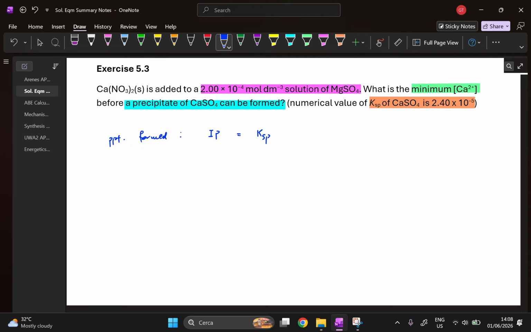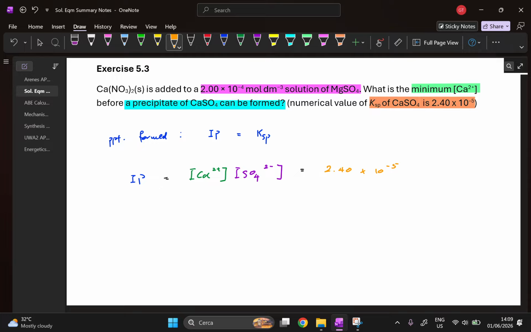Okay, so my ionic product is just going to be equal to the concentration of SO4 2- times the concentration of Ca2+. No, actually, I'm just going to make it good practice. I'm going to write out the IP expression first. So if I want IP equals KSP, this means that this thing must be equal to 2.40 times 10 to the minus 5, correct?